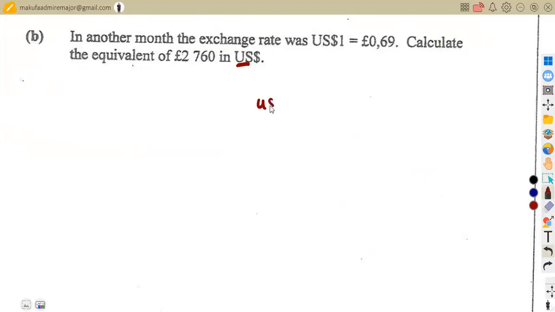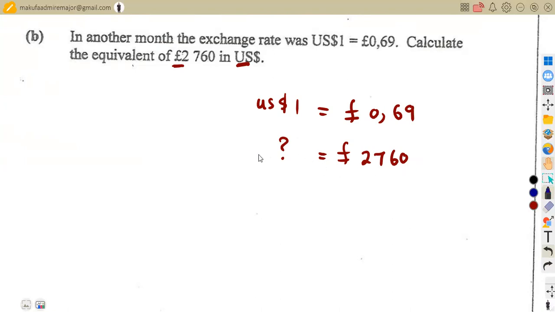So again, you use your simple proportion to say $1 is equivalent to how many pounds in this case? It is equivalent to 0.69 pounds. What is going to be the equivalent in US dollars of the 2,760 pounds that we are given? From our simple proportion, this is going to be more. As we can see, this value is bigger than 0.69. So it's going to be this value over this value times the amount that you are supposed to have here.